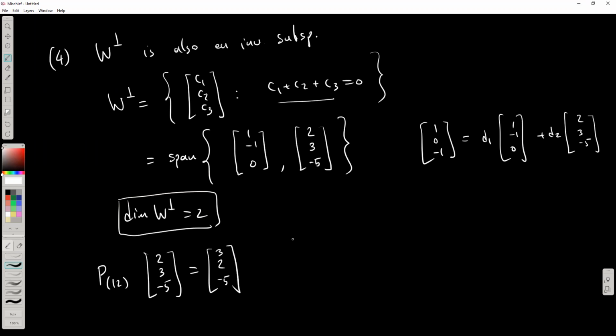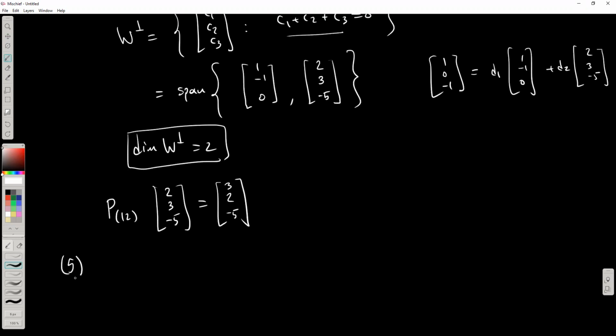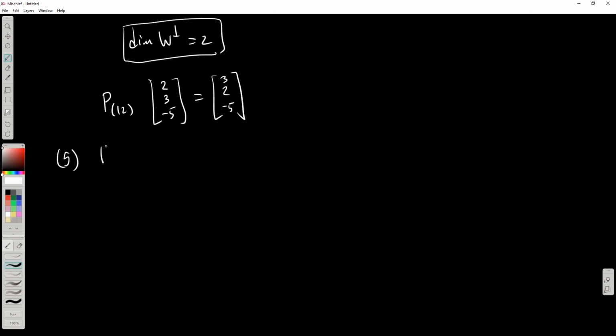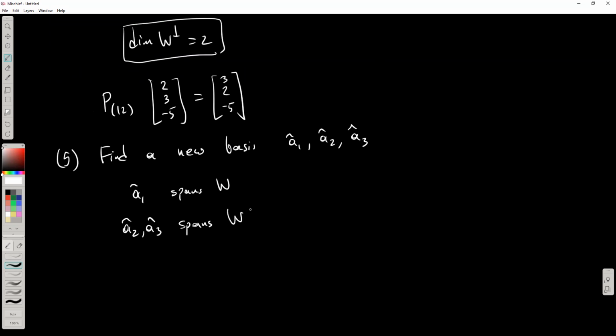Okay, so as a result, we have found two subspaces. The trick in here is to find a new basis. Since the full space is three-dimensional, we have the 3 by 3 matrix representation. So I'm going to find a new basis such that A1 spans W and A2 and A3 span W perp. And if I express my transformations in here in this new basis, then I'm going to get a representation which is already in block diagonal.